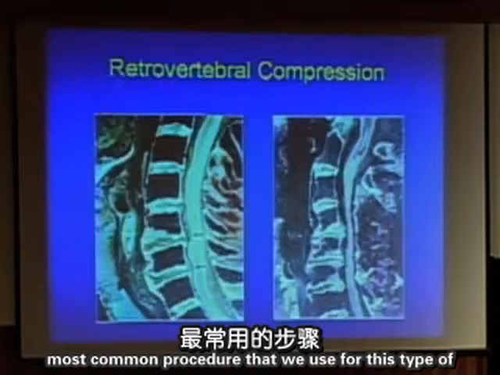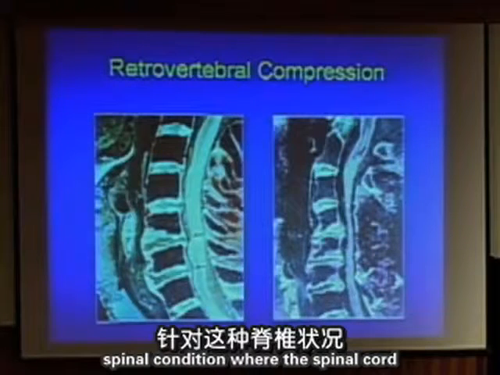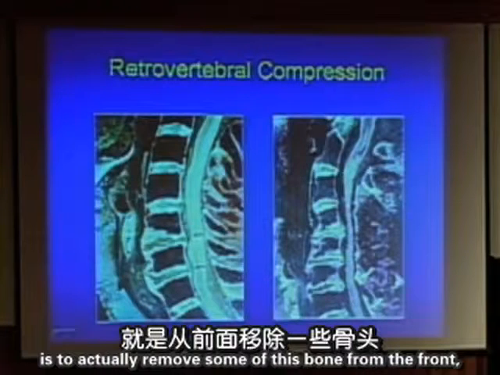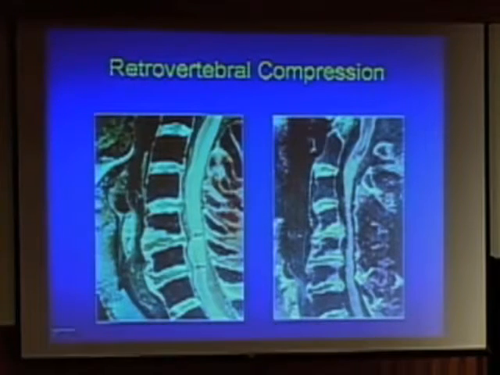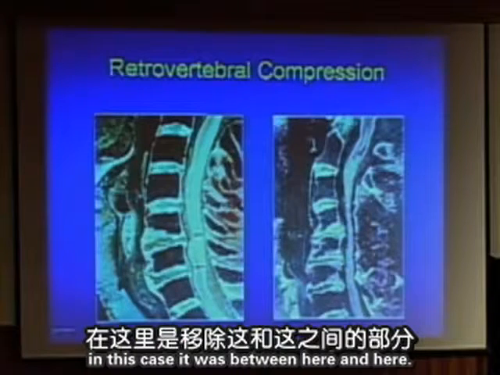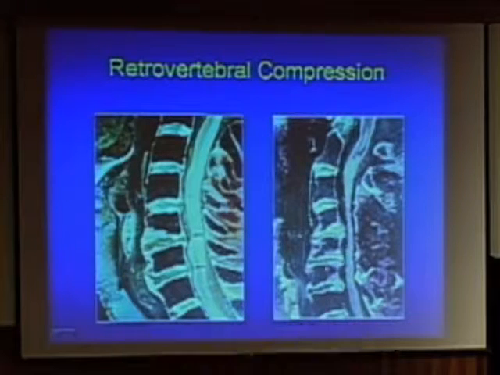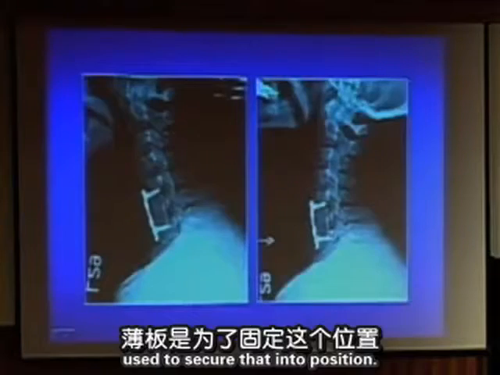So this can be treated surgically when the symptoms are severe and progressive, and the most common procedure that we use for this type of spinal condition, where the spinal cord is getting impinged upon over a segment, is to actually remove some of this bone from the front. In this case, it was between here and here. That, in effect, takes the pressure off the spinal cord, and then a bone graft's placed down between the vertebrae, and a plate's used to secure that into position.